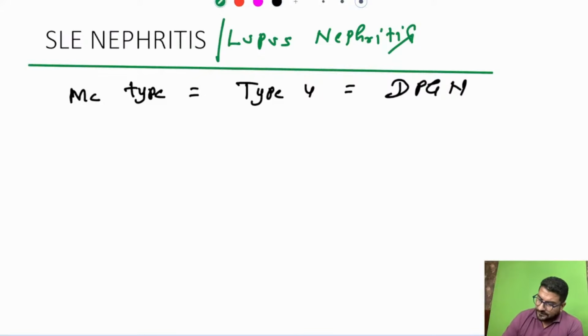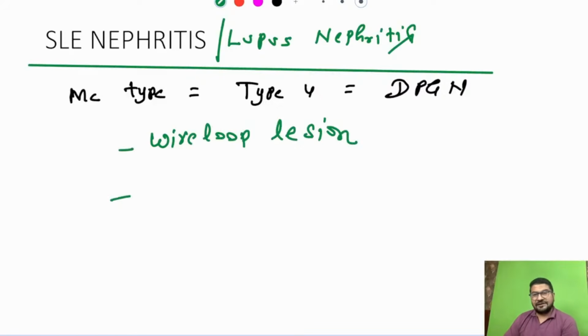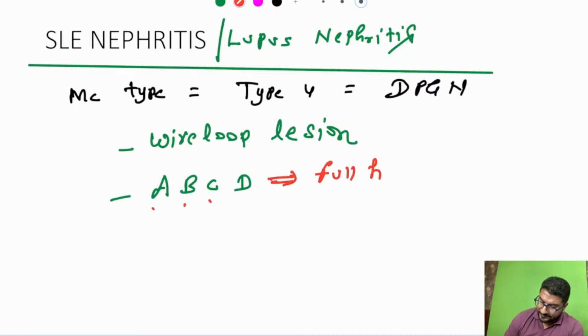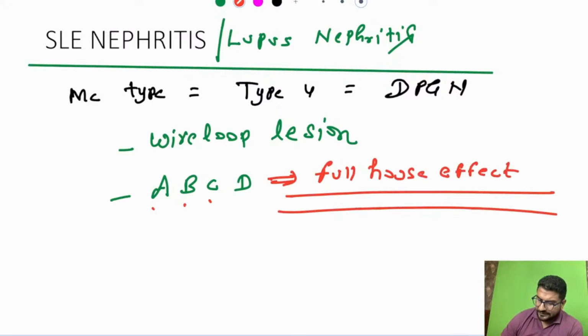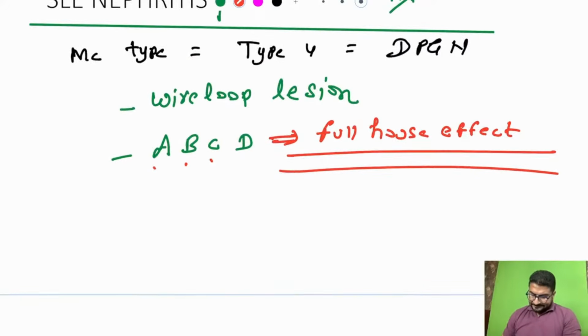The classical feature of DPGN you will see is that in biopsy you will find wire loop lesion. और यहाँ पर सब कुछ जमा होगा, everything will deposit here. So when everything deposits, what do we call this? We call this ABCD. ABCD means anybody can deposit. Anybody can deposit means we call this full house effect, or you can say houseful effect.